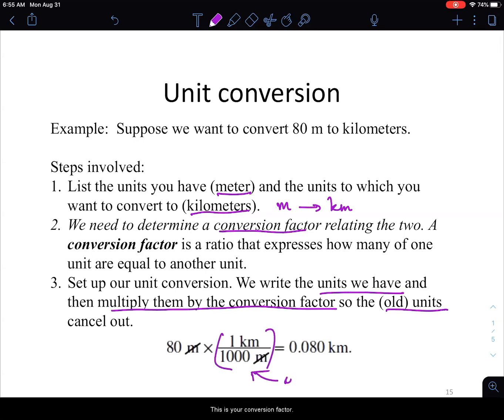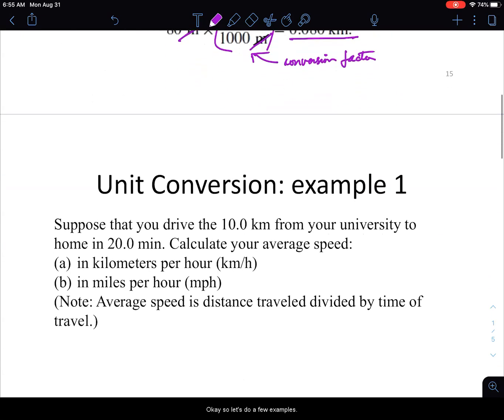This is your conversion factor. 1 kilometer is 1,000 meters. So meters on the top cancel with meters in the bottom, and you're left with 0.080 kilometers. Okay, so let's do a few examples.